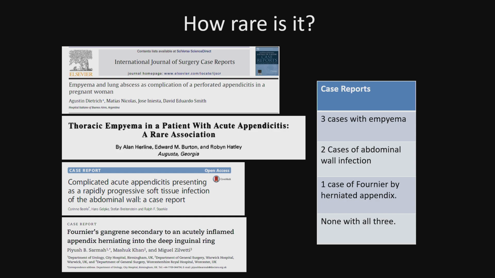So, I thought it was really important because of this way we could read some of the new theories of the retroperitoneal dissemination of the pathologies.